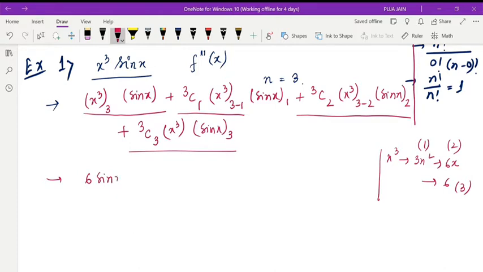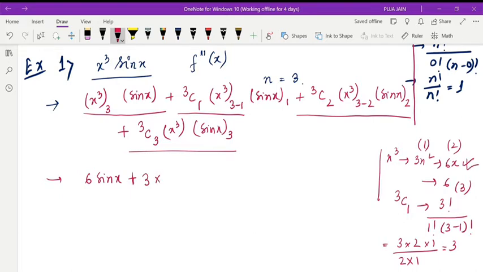6 sin x plus 3C1. See, 3C1, that means 3 factorial over 1 factorial times (3 minus 1) factorial, that is 3 into 2 into 1 by 2 factorial, that is 2 into 1, that is equal to 3. We will get 3 times x cube's (3 minus 1) derivative, that is the second derivative. So we will write 3 into 6x and sin x first derivative, that is cos x, plus 3C2.